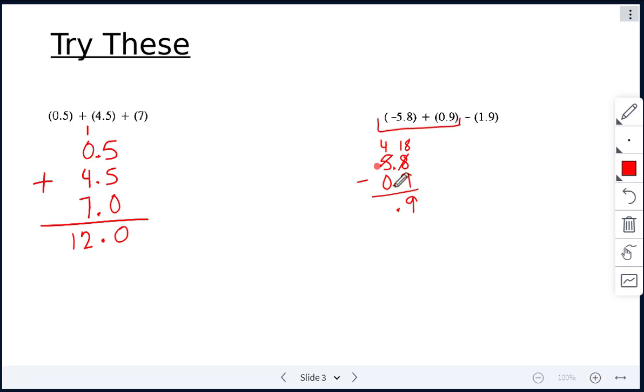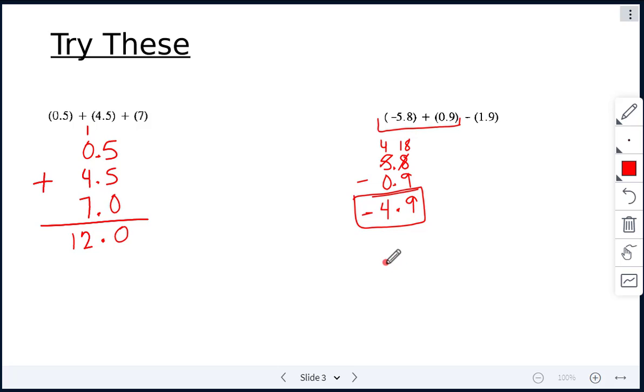And then 4 minus 0, that is 4. So here, you have to remember that it's a negative answer. So our answer is negative 4.9. So I'm just going to put that in a box there so we know that's our answer.